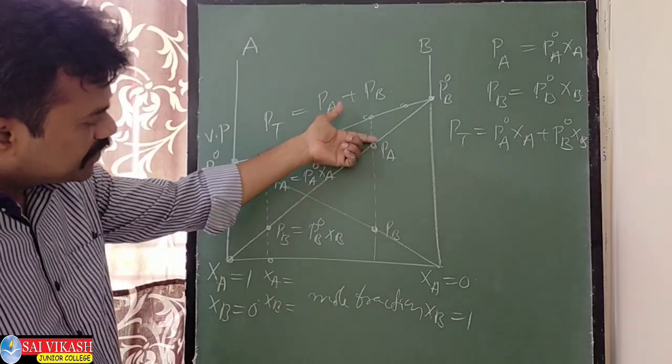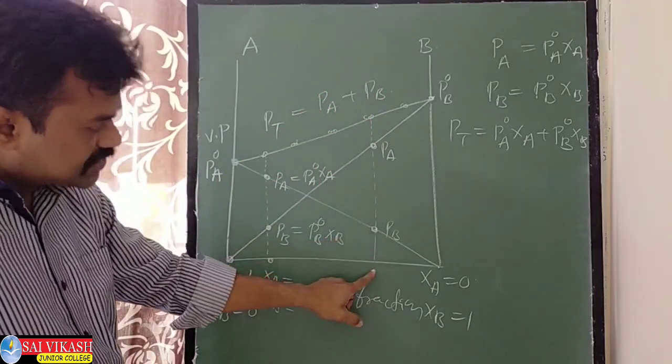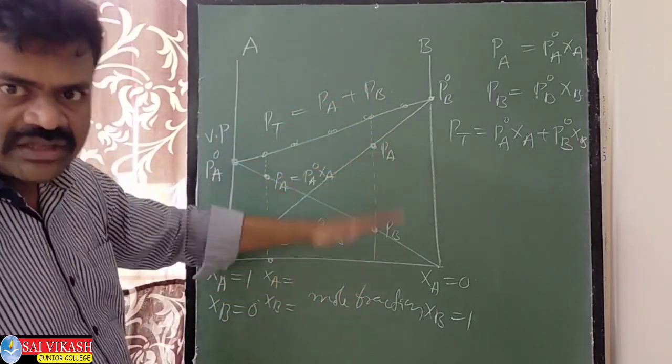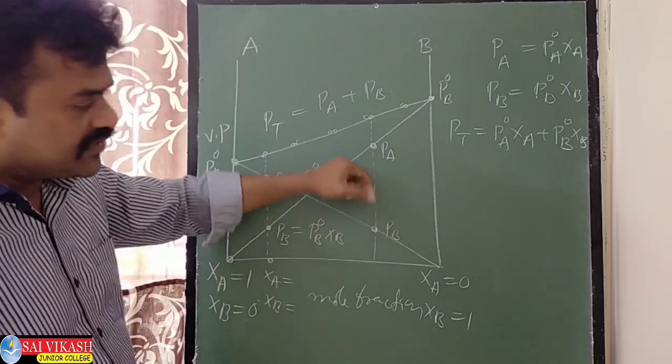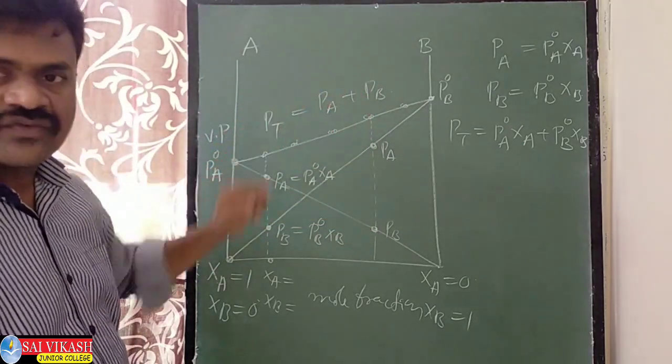Again, PA equal to P naught of A into XA. XA you will get at this point, XB also you will get at this point. So like that, if you add all these values in this graph, you can get the total vapor pressure at this point by using this formula.